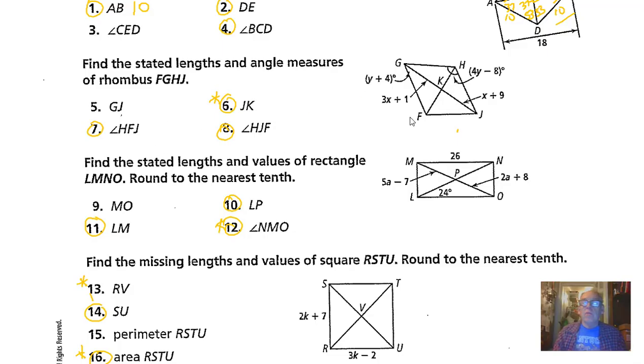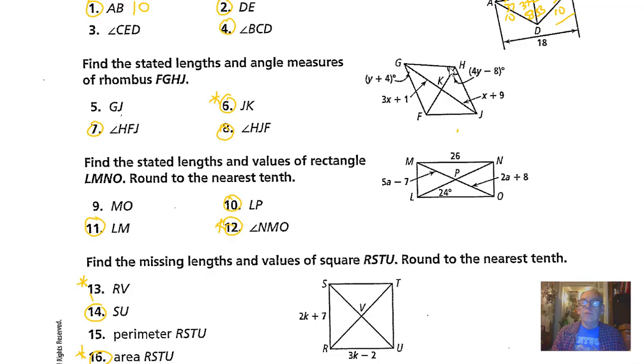Okay, we got another rhombus. Now, this mainly deals with the angles. So the key idea with this rhombus anyway, is that they're playing off on the diagonals being bisectors. So this GK is congruent to KJ. So x plus 9 is going to be equal to 3x plus 1. That's how we can find out the x that goes with this length.